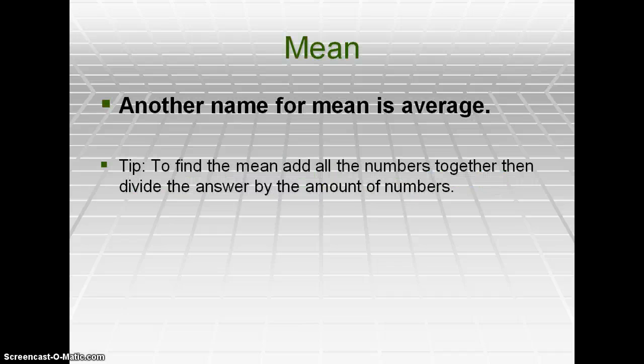So what does mean mean? Another name for mean is average. To find the mean, you add all the numbers together in a given set, then divide the answer by the amount of numbers.